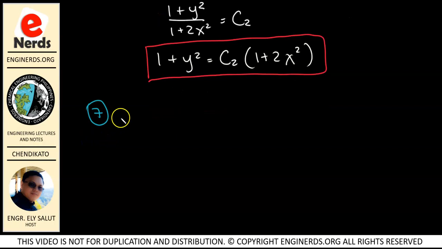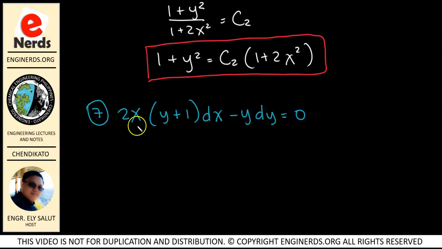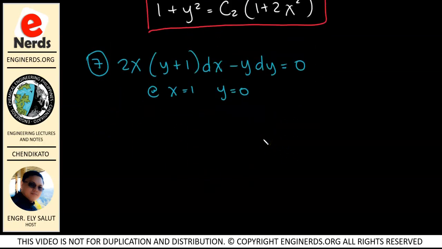Now let's say we have 2x times y plus 1 dx minus y dy is equal to 0. Now, meron tayong given at x is equal to 1 and y is equal to 0. Now, kapag meron sa ating given na ganito, ibig sabihin, we can solve for the particular solution. So, dahil isa-substitute lang natin itong value ng x and y, masosolve na natin yung value ng ating arbitrary constant. Okay, so particular solution yung makukuha natin on this type of problem. So, let me show you that.